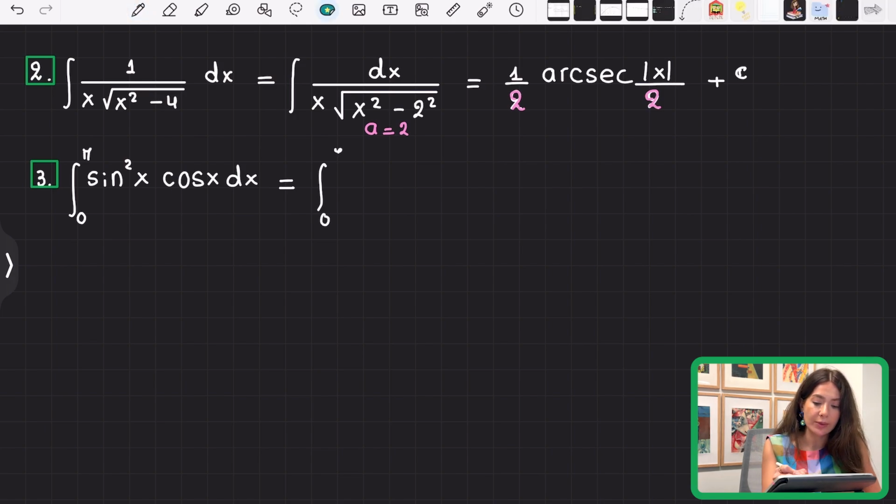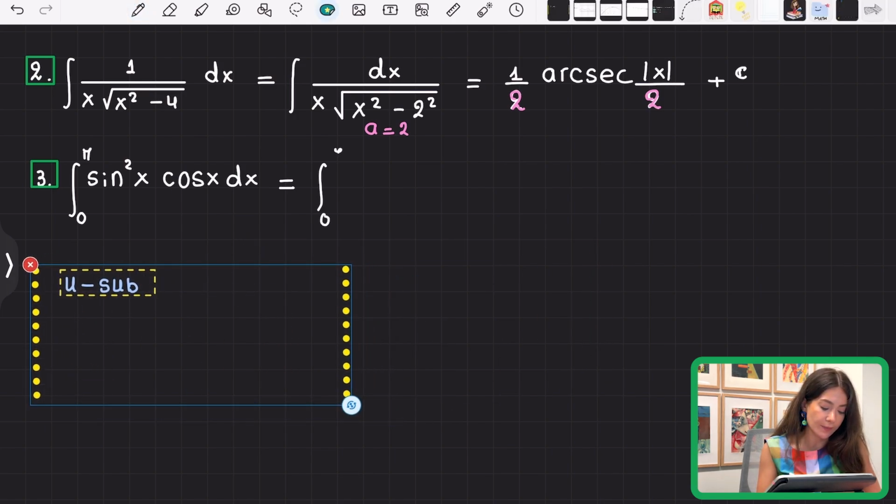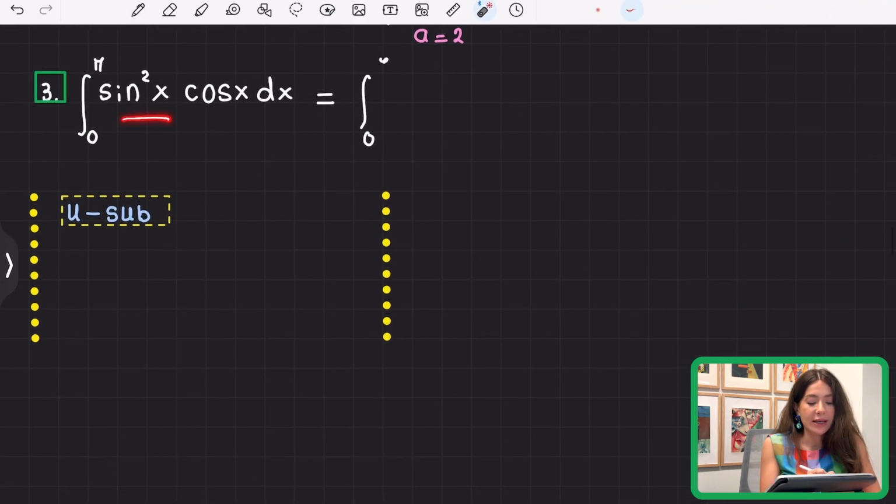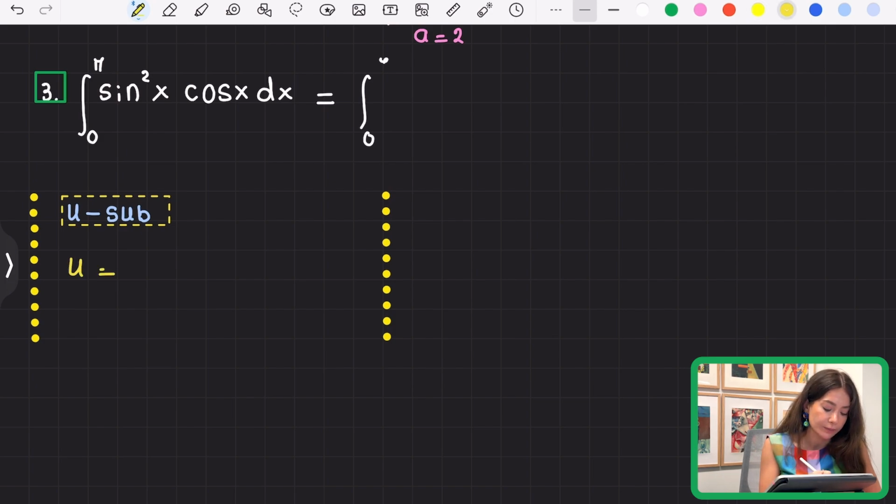I'm going to do u sub here. I'm going to get that u sub pocket. Why do I know to do u sub? Anytime you have sine and cosine given to you in the integral, you realize that one of them needs to be u because the other one is du, because sine's derivative is cosine. So if you say that sine is u, then du is the derivative of sine, and that's cosine x dx. Do you see how simple that is? That's exactly what you have sitting here.